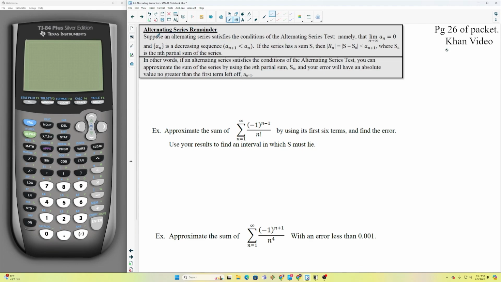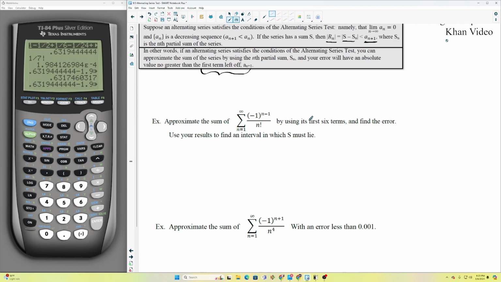Alternating series remainder. Suppose an alternating series satisfies the condition of the alternating series test, namely that the limit as n approaches infinity of a sub n is equal to 0 and a sub n is a decreasing sequence. If the series has a sum, then the remainder, or the error, which is the exact value minus the approximation, is less than the first omitted term, where s sub n is the nth partial sum of the series. In other words, if an alternating series satisfies the condition of the alternating series test, you can approximate the sum of the series by using the nth partial sum, s sub n, and your error will have an absolute value no greater than the first term left off.